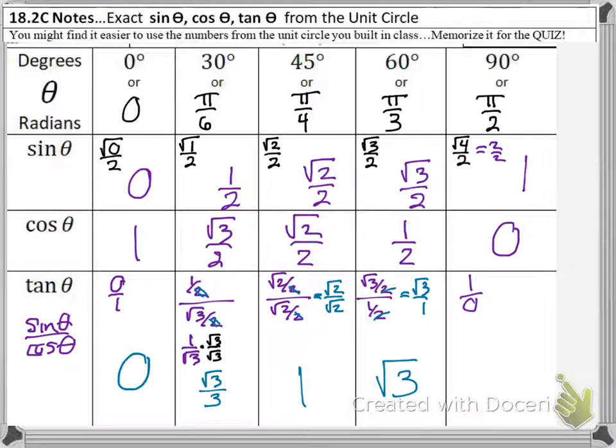And then 1 divided by 0. Is that 0? You cannot divide by 0. If you have 0 on the bottom, the answer to that is undefined.